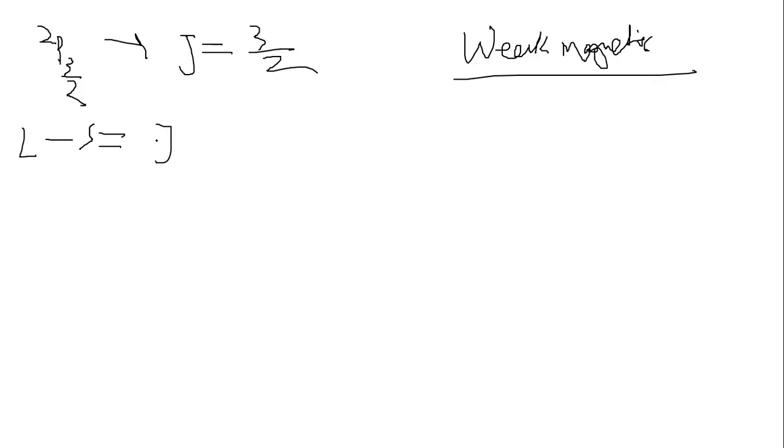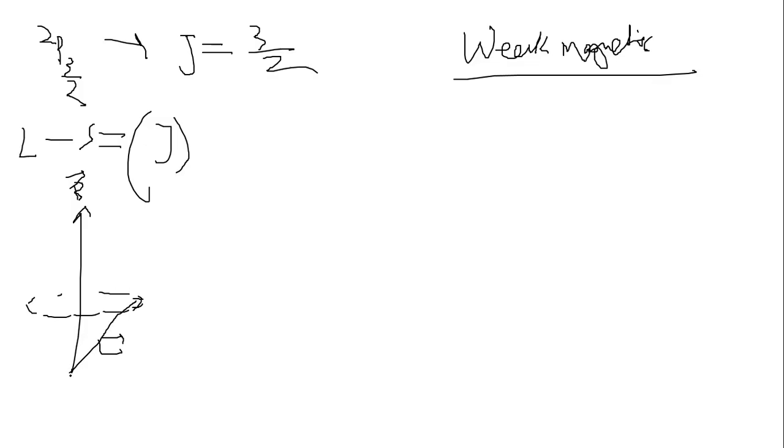So here J has some meaning, because if the magnetic field is too high, then L and S will not couple to form J. Like if this is the magnetic field direction, B vector, then we have the L vector. Suppose this is the L vector, and we know L is spinning around the magnetic field like this. Similarly, we have the S vector also. So S is also spinning around the magnetic field.